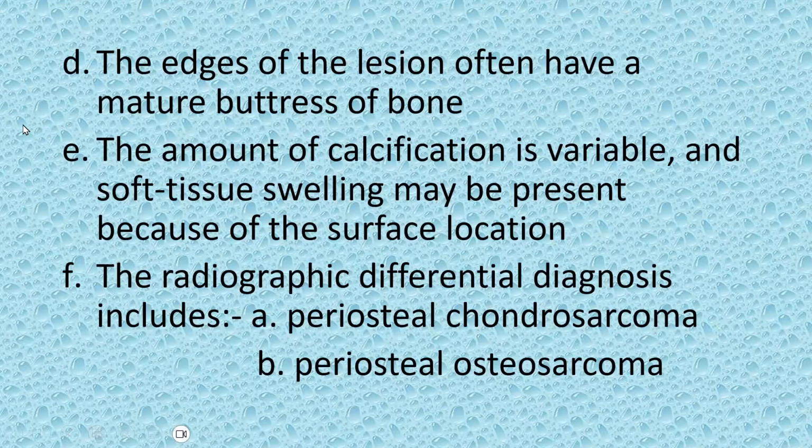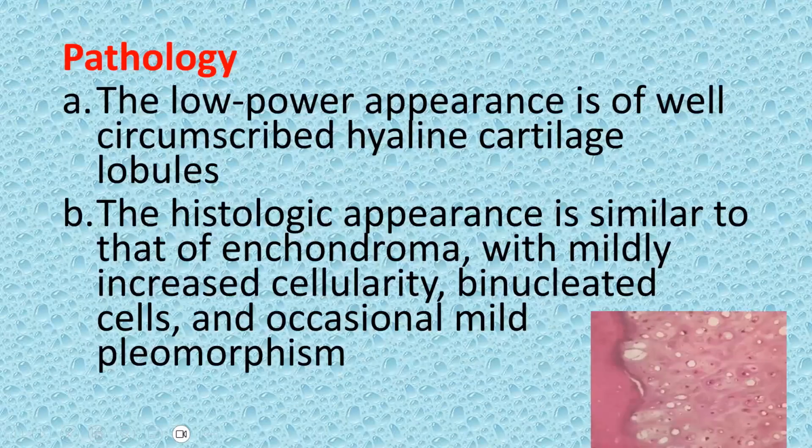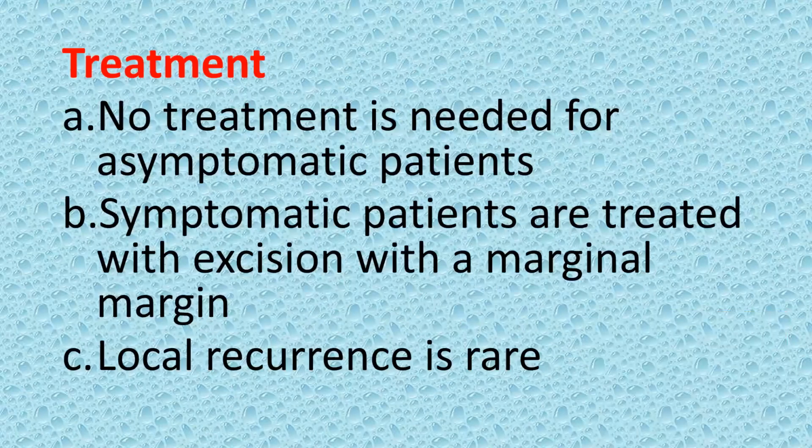Pathology. The low power appearance is of well-circumscribed hyaline cartilage lobules. The histologic appearance is similar to that of enchondroma, with mild increased cellularity, binucleated cells, and occasional mild pleomorphism. Treatment. No treatment is needed for asymptomatic patients. Symptomatic patients are treated with excision with a marginal margin, and local recurrence is rare.